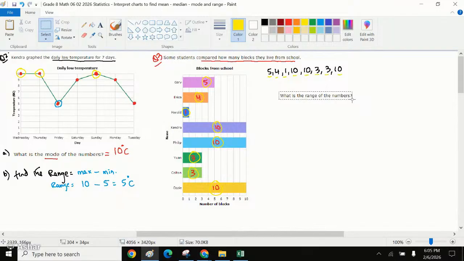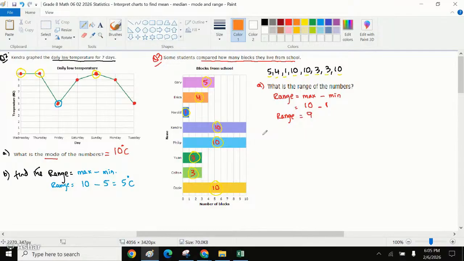Okay. So if we would say what is the range of the numbers for part A of the question, we know that range is always equal to the maximum result minus the minimum. So it comes out to be the maximum was 10 minus the minimum. What was the minimum? Harold's distance to school was 1. So the range of distance for this would be 9. Okay, 9 blocks from the school.